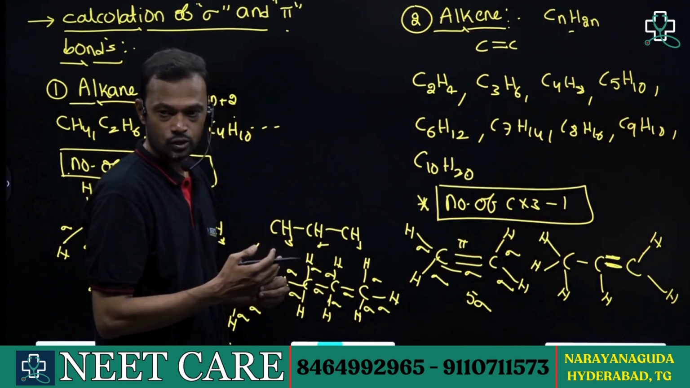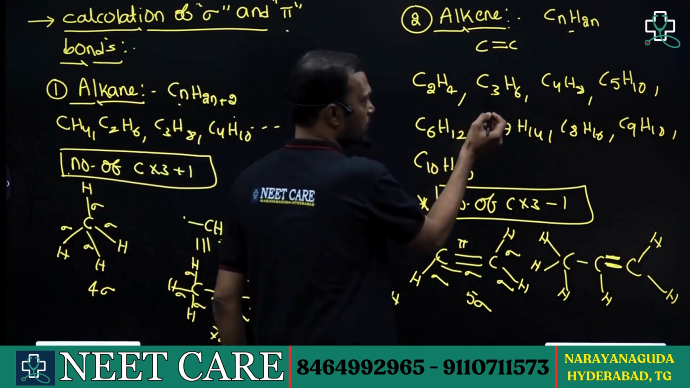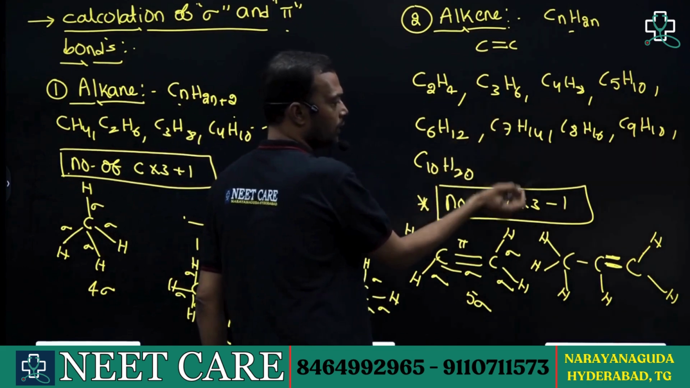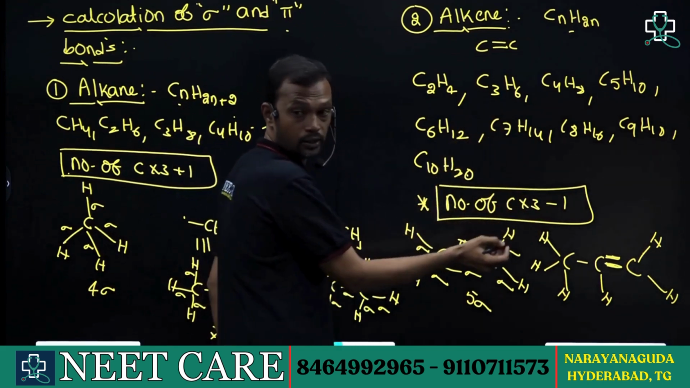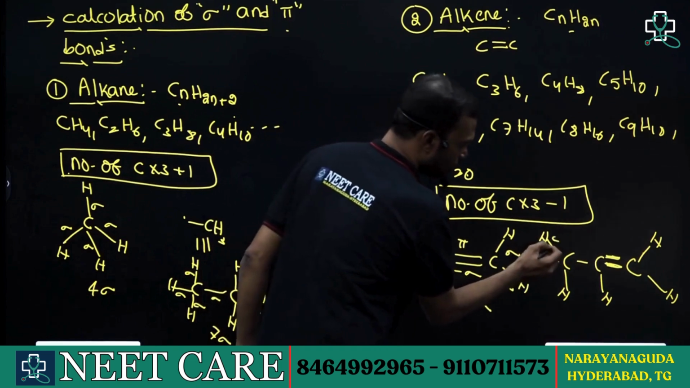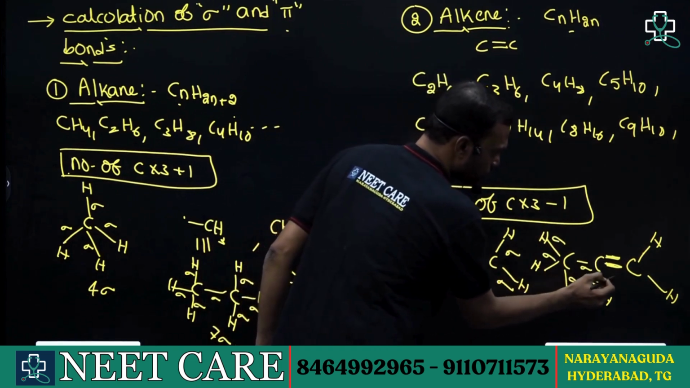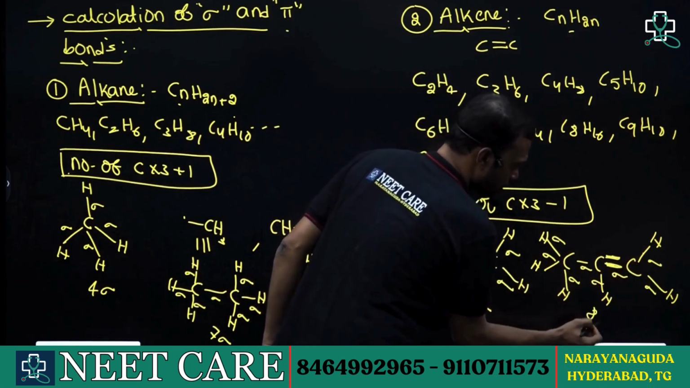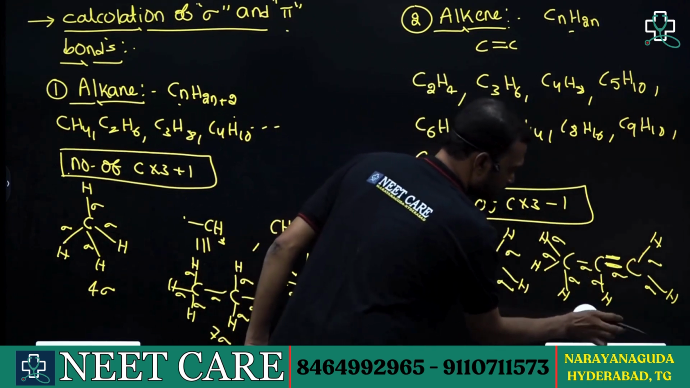How many sigmas are there in this one? Number of carbons multiplied with 3. 3 into 3, 9. 9 minus 1, 8. So is it 8 or not? 1, 2, 3, 4, 5, 6, 7, 8. So 8 sigmas are available. That is the answer.